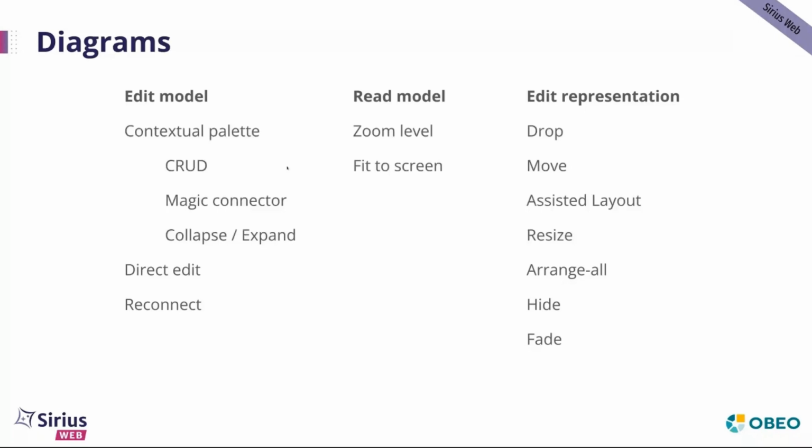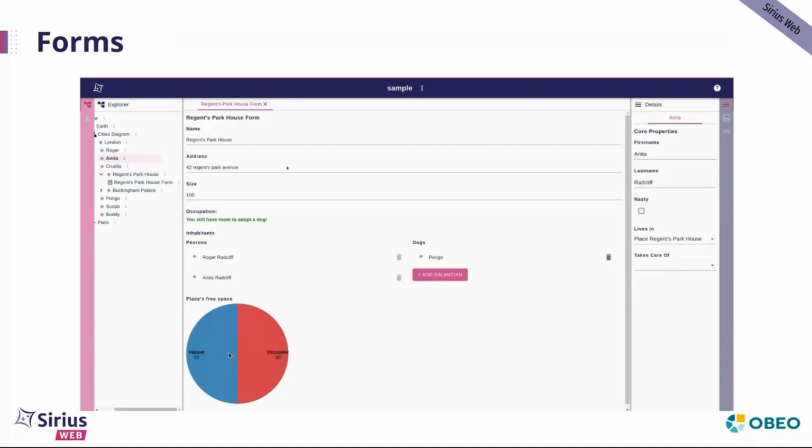We have also the capability to collapse elements and to expand them. You see the direct edit possibilities. We can define reconnect tools between edges. We have some zoom capabilities, fit to screen capabilities, and we are also able to edit the representation thanks to drag and drop. We can decide which kind of elements we want to see on the diagram. We're able to move the different elements to make a manual layout, or we can use assisted layout if you want. We can resize elements, we can arrange everything, and we can hide and fade some elements. Okay, so this is for the diagrams.